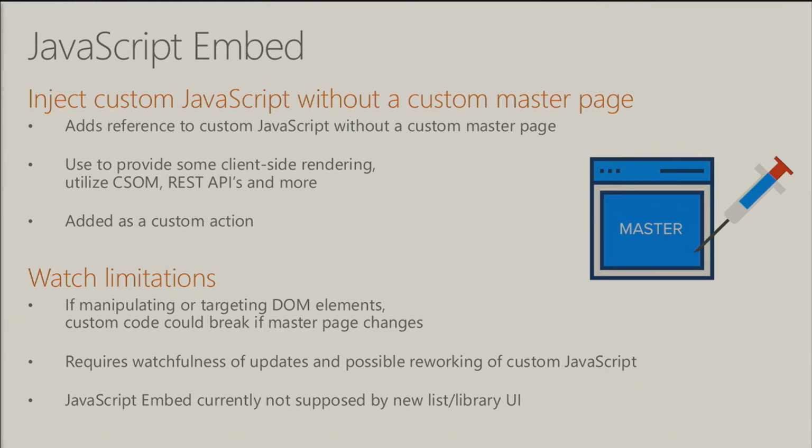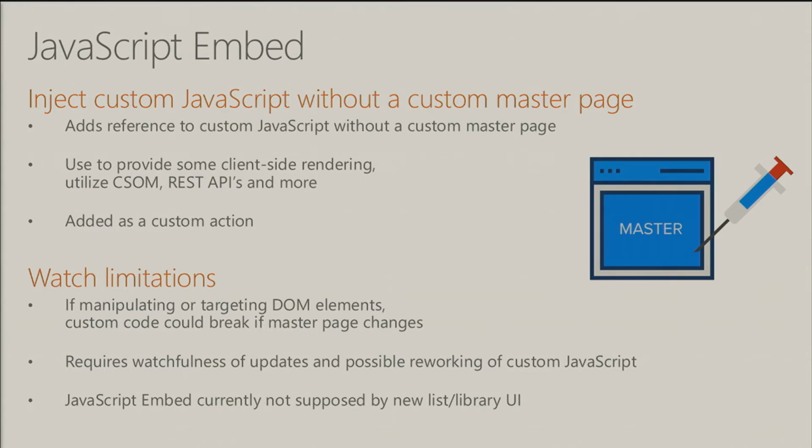But there are some major limitations that we need to think about. As soon as we start messing with that DOM, what happens if Microsoft does release an update to the master page? What if they rename an ID? What if you were adding something to the ribbon? Please never customize the ribbon past what theming can do. But if the master page changes, your JavaScript may break. So it requires you to be pretty watchful and watch as things occur so that you can update them and address them in case you have to.